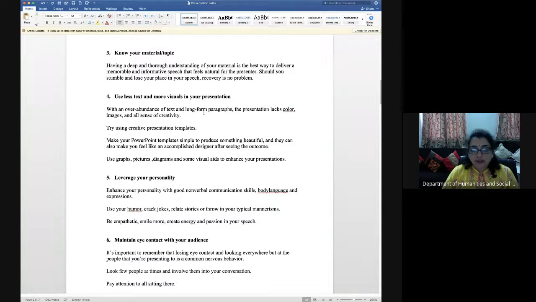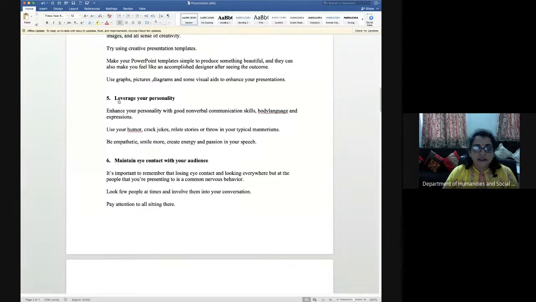So long paragraphs, text should be avoided. Color, images, and creativity can be there. Try using creative presentations templates. Make PowerPoint templates to produce something which is beautiful and attractive. Use graphs, pictures, diagrams, or any kind of visual aids to enhance your presentation.